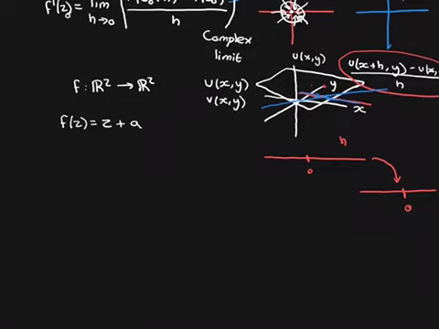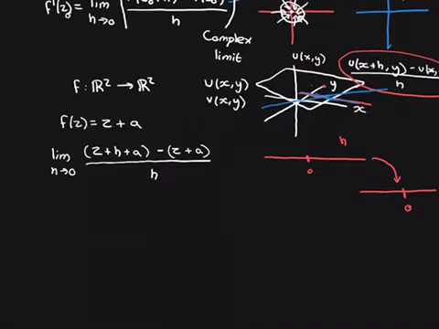If I was to try and differentiate that, how would I do it? Well, I'd have to imagine adding on a little complex number h to it, in which case I get z plus h plus a. I'd then take away the value of the function at z, so I'd take away z plus a, and then I'd divide this by h, and I would take the limit as h approaches 0.